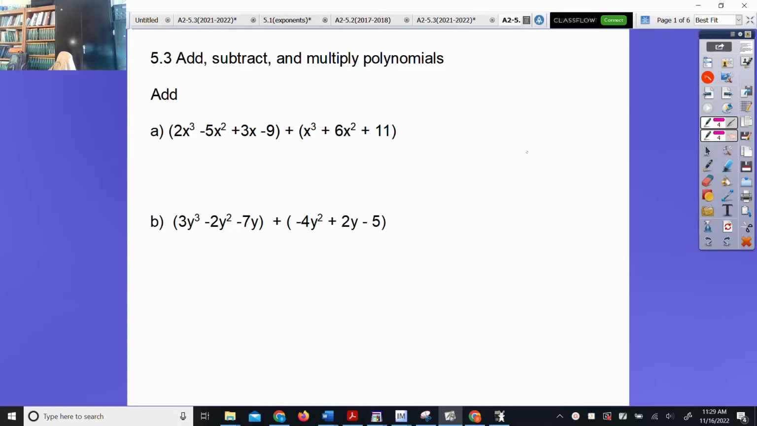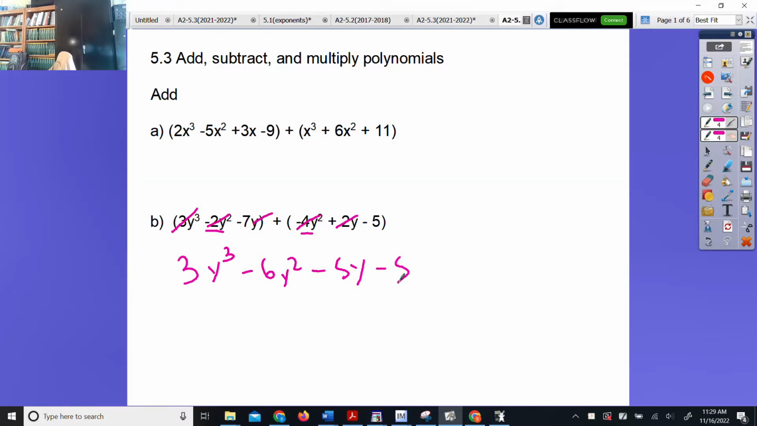All right, so I see a 3y cubed. Are there any other cubes? No, just drop it down. I'm going to throw it away so I don't look at it again. I see some y squareds. I have a negative 2y squared plus a negative 4y squared, which is negative 6y squared. Throw it away. I also see a negative 7y plus a positive 2y. Negative 5y. And then there's that lonely negative 5.